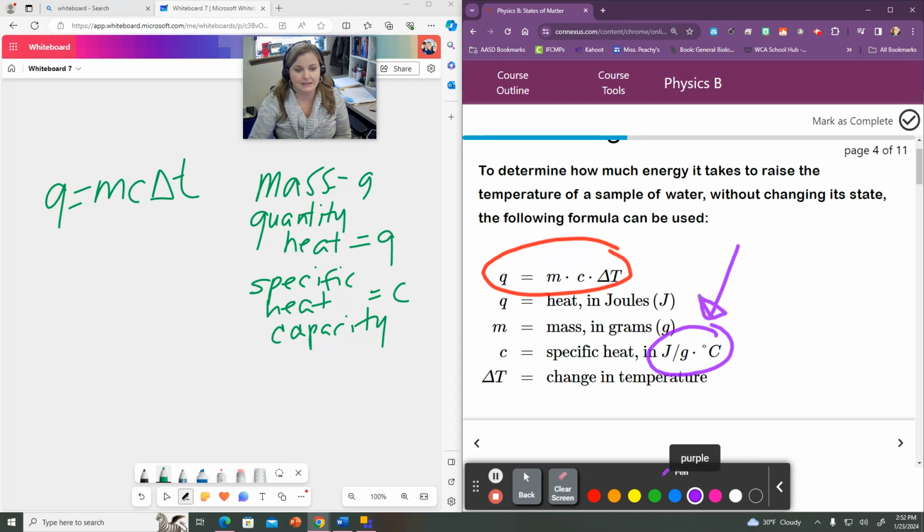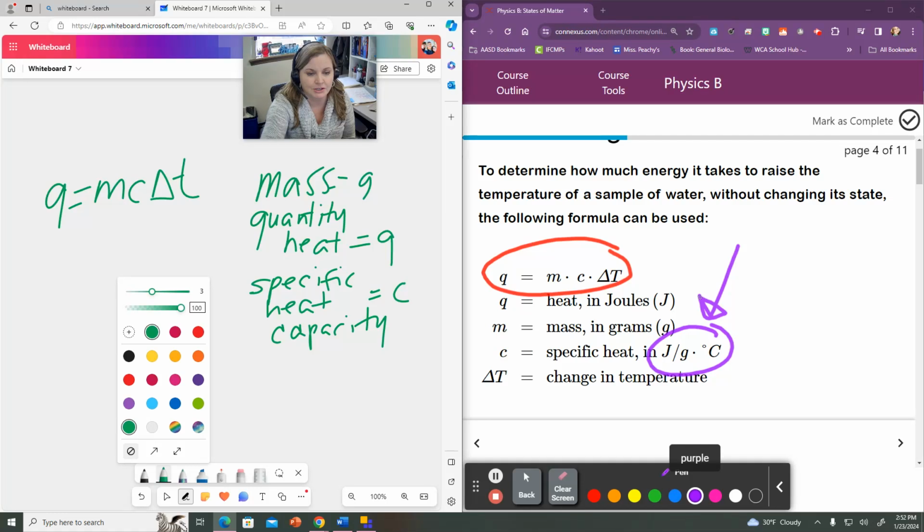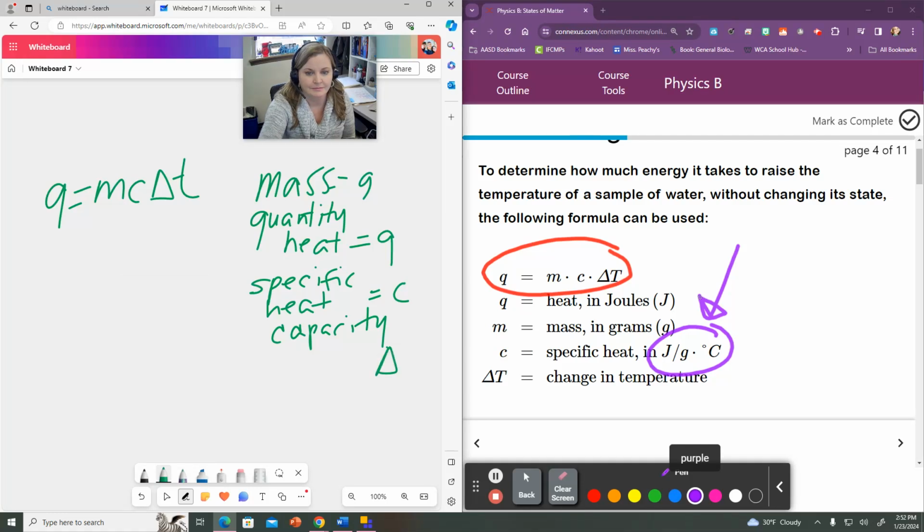And then delta T is our change in temperature, right? Degrees Celsius. Sorry, my writing is terrible here, but I'm using my finger, so it's kind of hard to do.